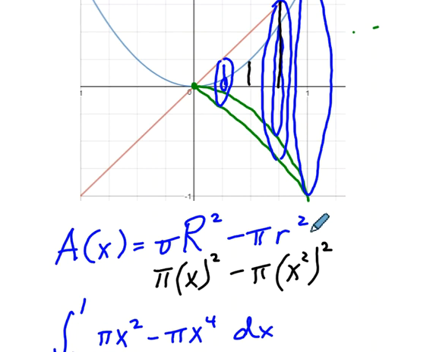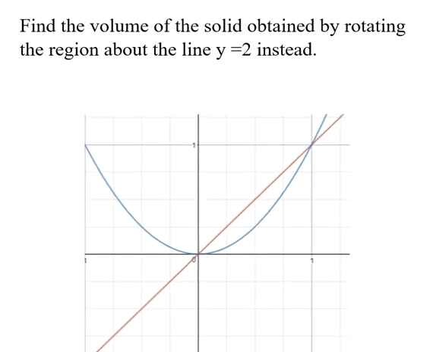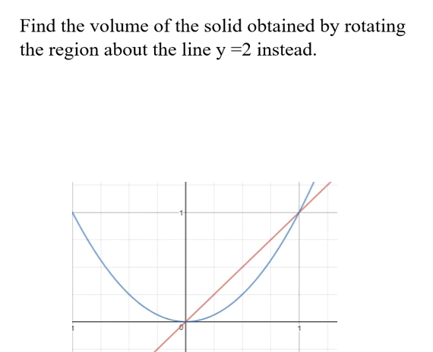One more problem, and it's actually the same equations. So find the volume of the solid obtained by rotating about the line y equals 2 instead. So instead of rotating it, so our axis of rotation on the last problems have been along the x-axis. We're now going to move that higher. So instead of spinning it around there, we're going to spin it like somewhere up here.